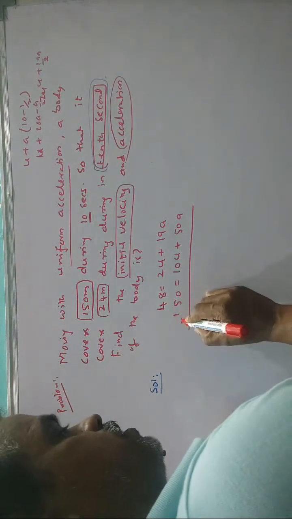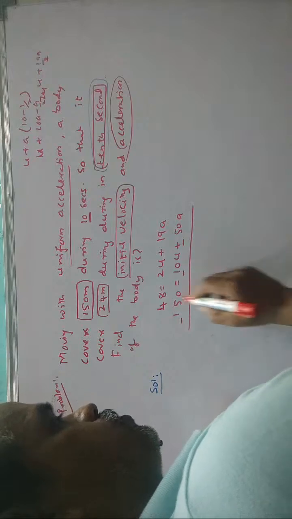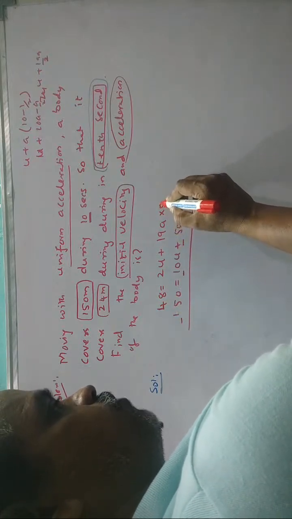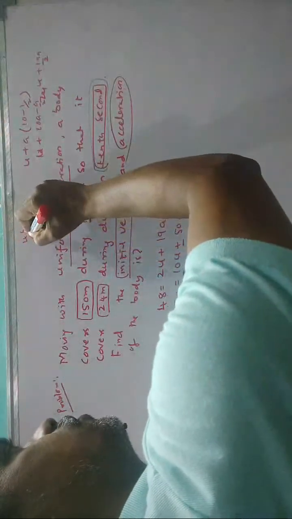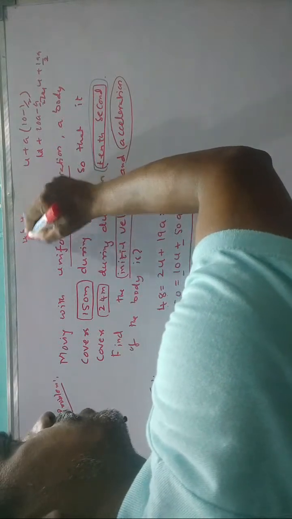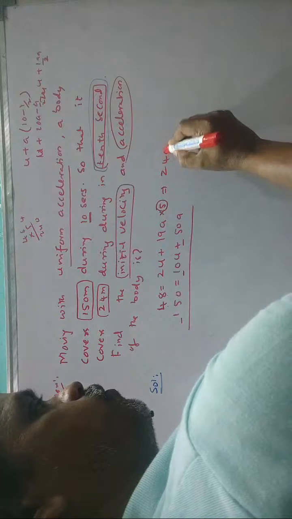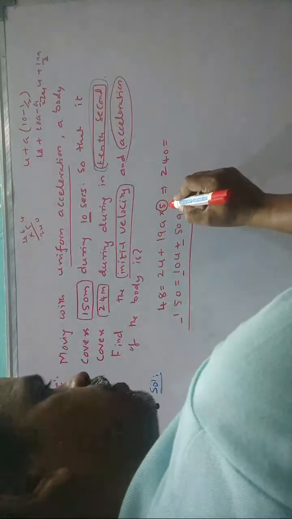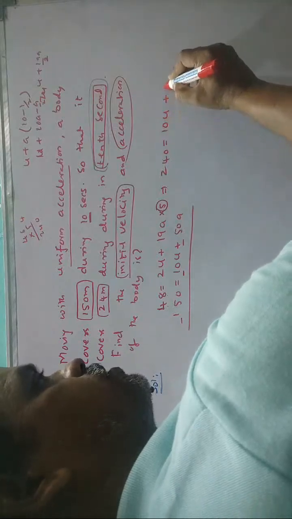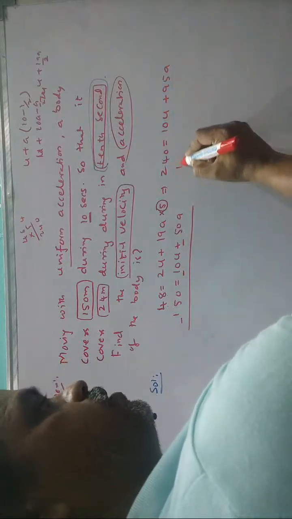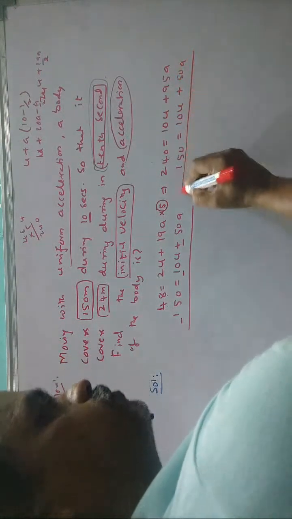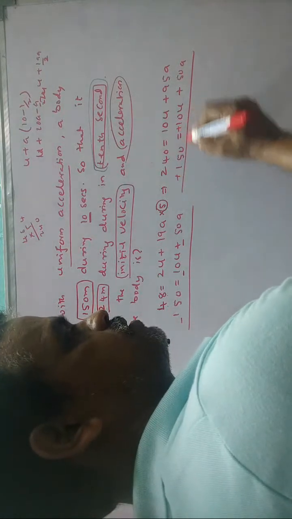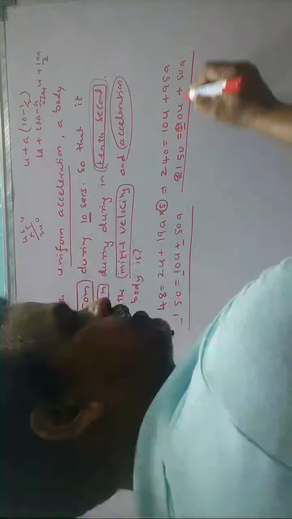So here I am multiplying with this 5, then you will get 48 into 5, 5 8s are 40, 5 4s are 240. 240 equal to 10u plus 95a. Here it is 150 equal to 10u plus 50a. So already plus is there, so subtract.